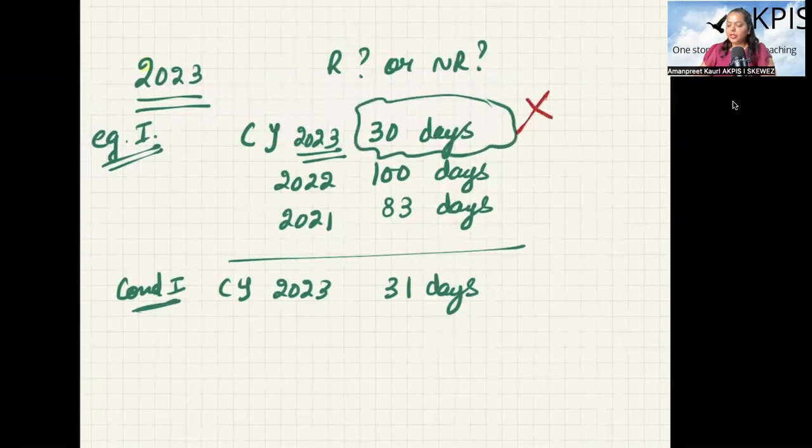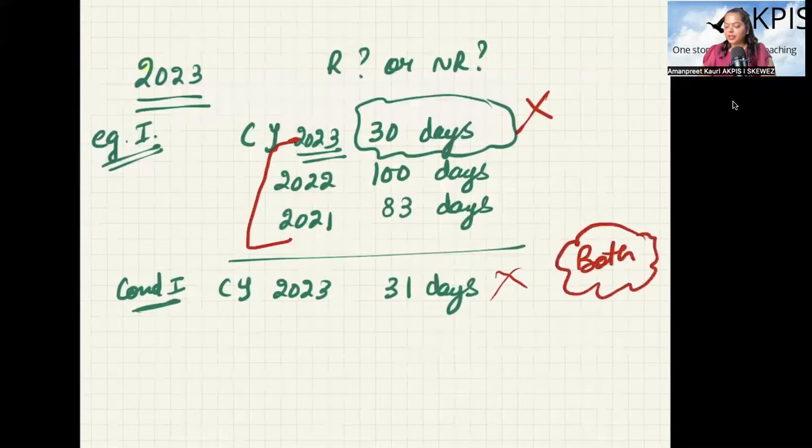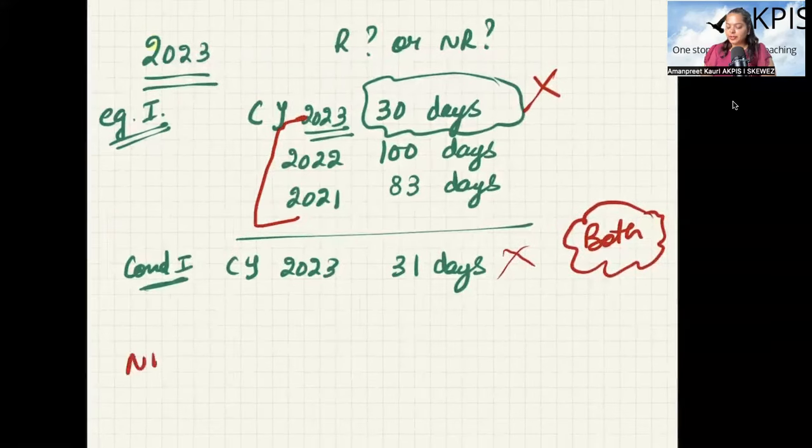So do we need to check the other condition of the current year plus 2 previous years? No, because both the conditions need to be satisfied. So he is a non-resident alien. Why? Because he is not in the current year for at least 31 days. So he is a non-resident.